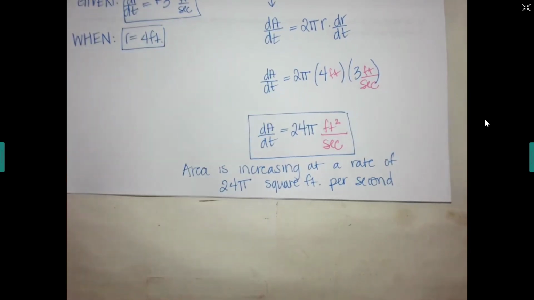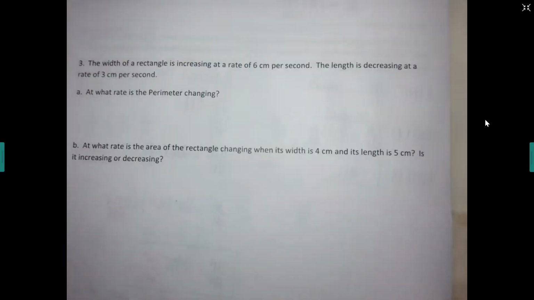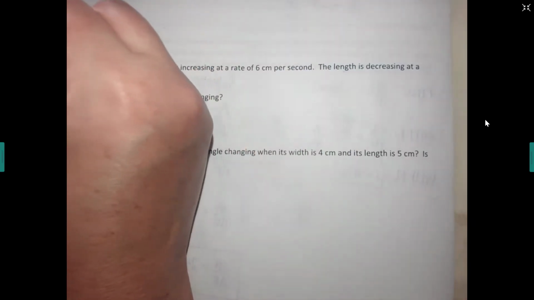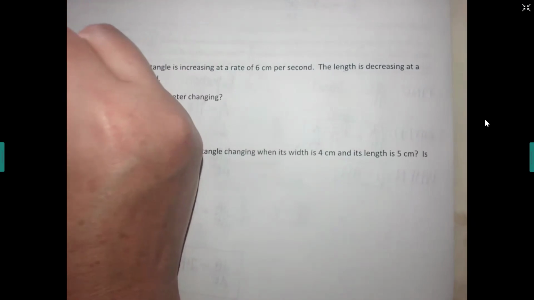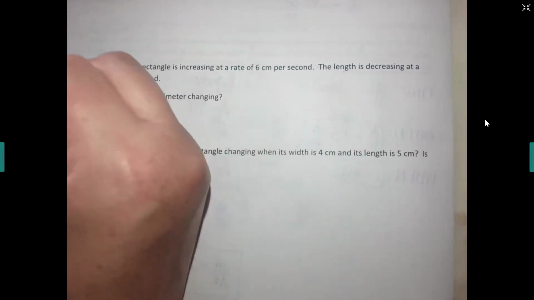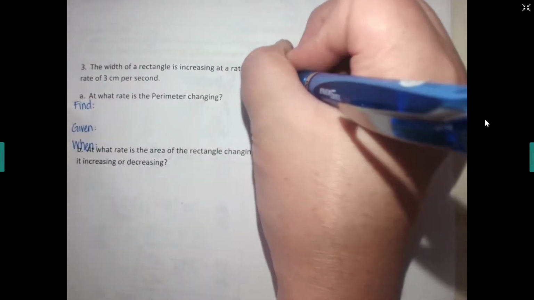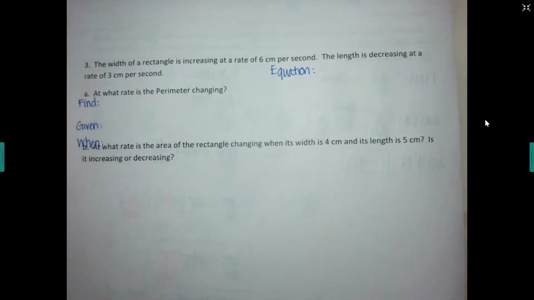All right, we're gonna work 2 more questions. So you're almost done. Go ahead and turn the page. And we're gonna do number 3. Okay? Number 3. So we're gonna set up our find, our given, our when, and then our equation. And sorry, I didn't give you as much space on this question as I normally would.